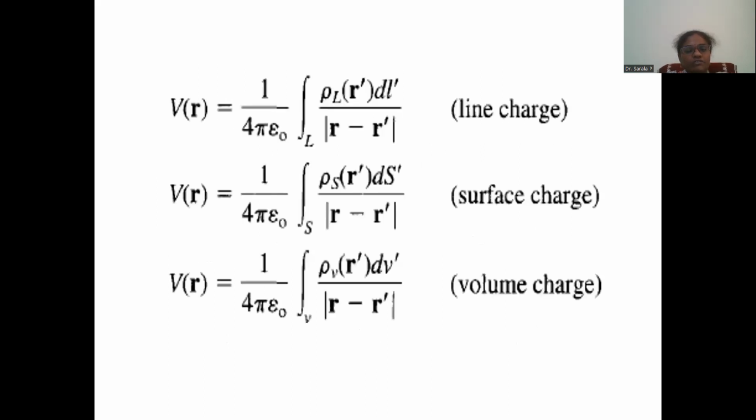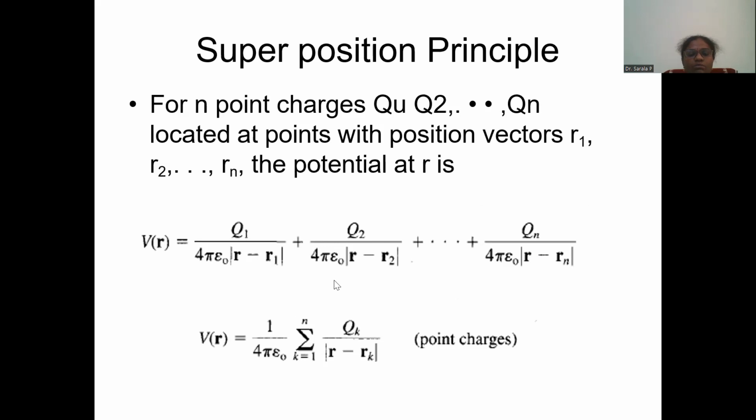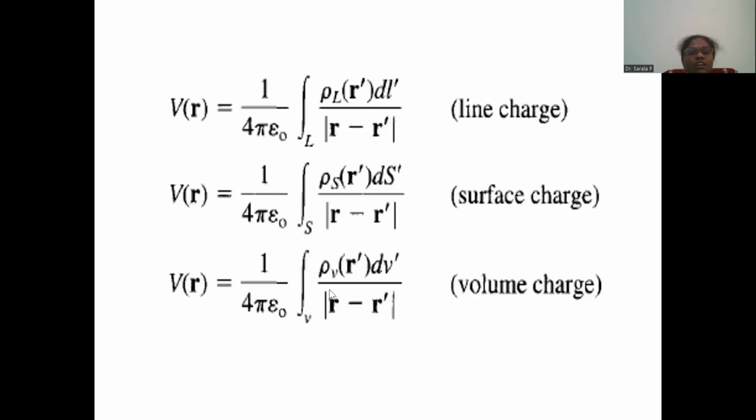Now if we are treating charge densities: till now we have taken charges Q1, Q2, Q3, Qn. If we want it in charge densities, then 1 by 4 pi epsilon naught times the integral. If we go with line charge, we get rho L. If we go with surface charge, we get rho S. If we go with volume charge, we get rho V. And it is integrated with respect to the line L, the surface S, and the volume V.